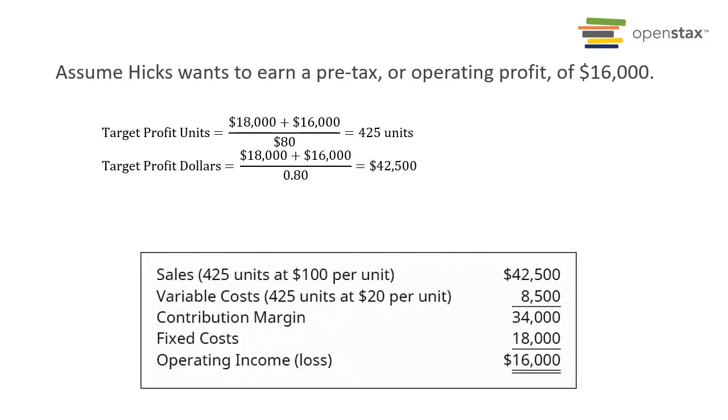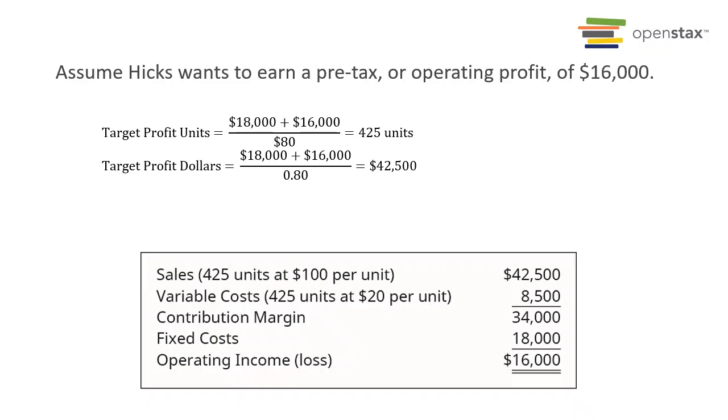So let's look at Hicks. He wants to earn a pre-tax or operating profit of $16,000 above break even. All I need to do is add those two numbers together. So now instead of just covering $18,000 of fixed costs, I want to cover $18,000 in fixed costs plus $16,000 as a target profit to get up to where I want to go.